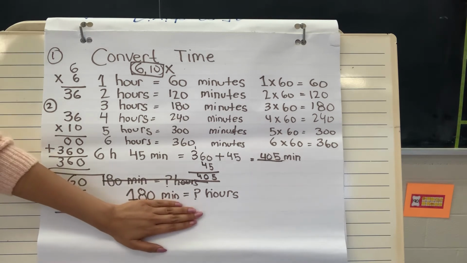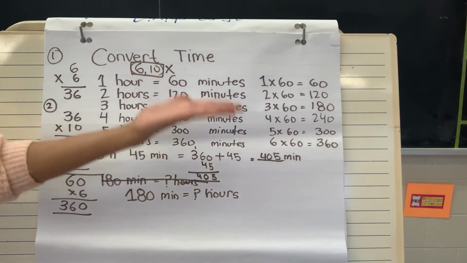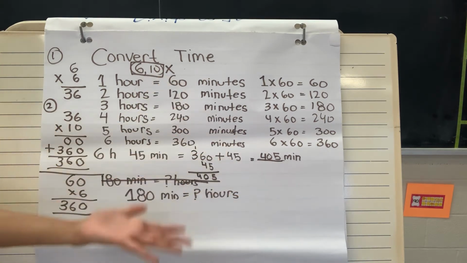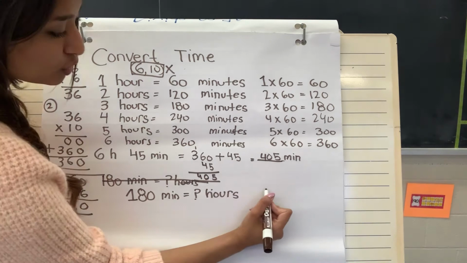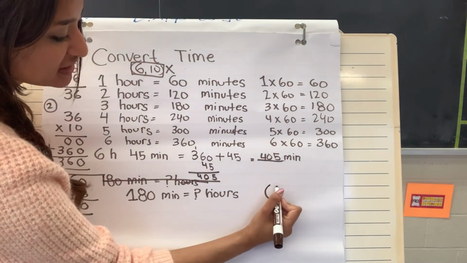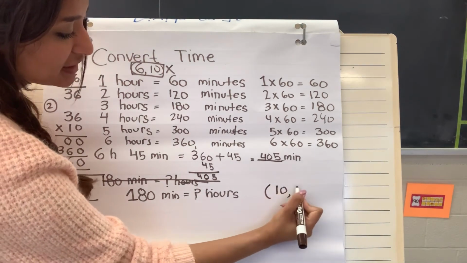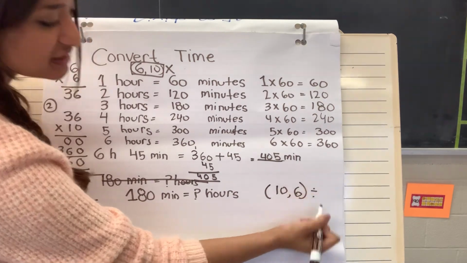We're going to do the opposite. We're going to divide 180 by 10 and then by 6. So dividing 180 first by 10 and then by 6.